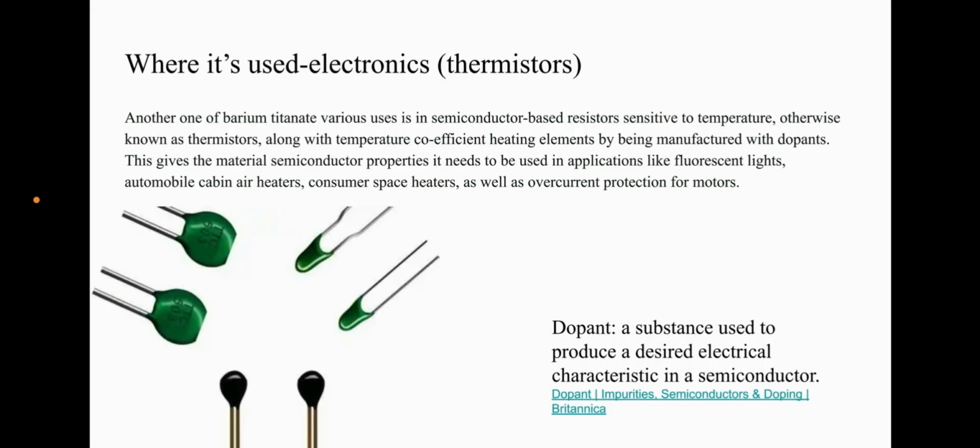Where it's used: electronics, thermistors. Another one of barium titanate's various uses is in semiconductor-based resistors sensitive to temperature, otherwise known as thermistors, along with temperature coefficient heating elements, by being manufactured with dopants. This gives the material the semiconductor properties it needs to be used in applications like fluorescent lights, automobile cabin air heaters, consumer space heaters, as well as overcurrent protection for motors. A dopant is a substance used to produce a desired electrical characteristic in a semiconductor.